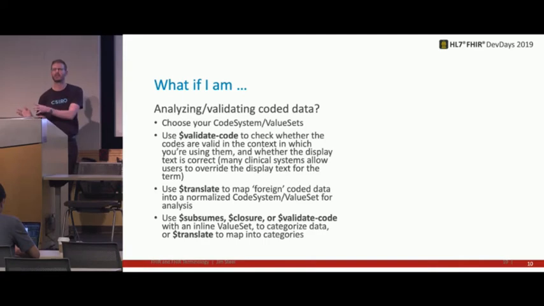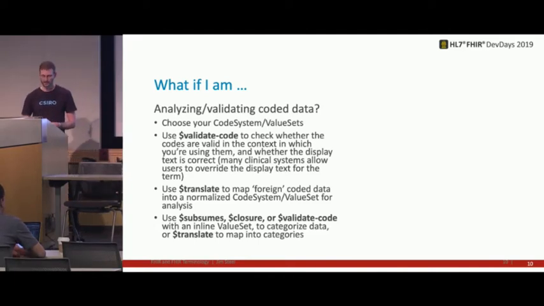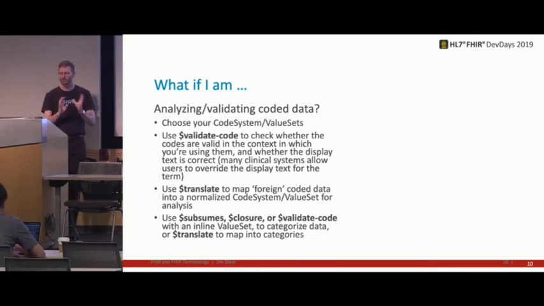So we might need to translate some foreign coded data that's using some other code system across to normalize it to some code system that we're expecting. And I'll get into the translate operation in a little while. And then we may use subsumes or closure or validate code to categorize the data as well, but I'll get into that in a little bit as well.